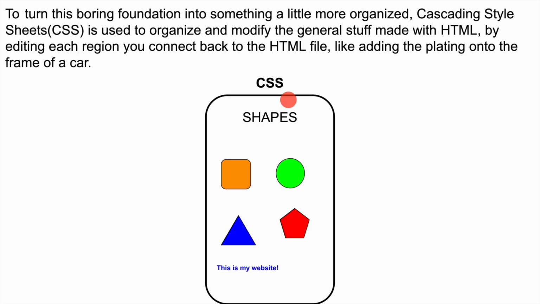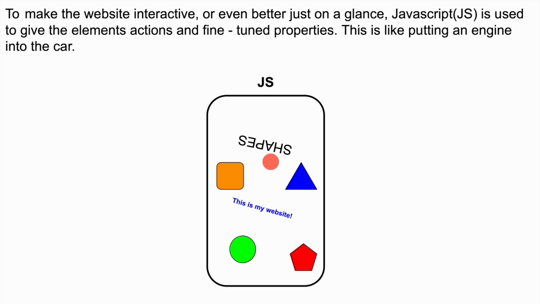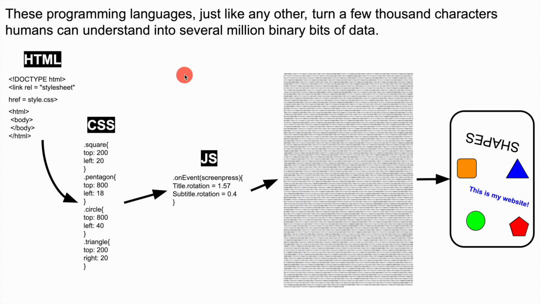But we can make it a little better by using CSS or cascading style sheets. Here we'll be able to define what exactly is what. It's going to make it look a little better. And JavaScript, JS, will be able to fine tune everything and make it truly unique in how you want it. Now, as I said, these programming languages, they're going to take some human understandable stuff. They're going to all work together to make a stupid amount of binary code and make your website. Because you have to remember, everything that computers do, it always comes back to binary.